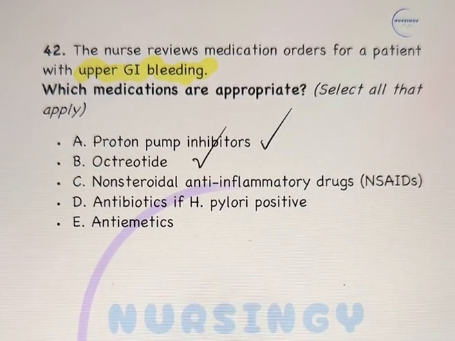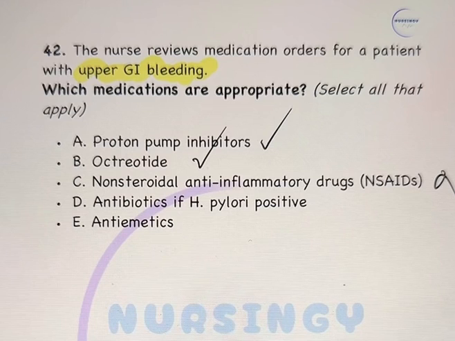What about C, NSAIDs? Are NSAIDs a cause of bleeding or not? Okay, NSAIDs are known to cause GI bleeding. So if somebody is already having upper GI bleeding, we really don't want to give them. It will increase the bleeding.